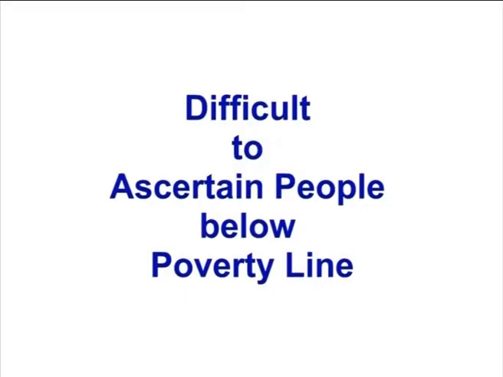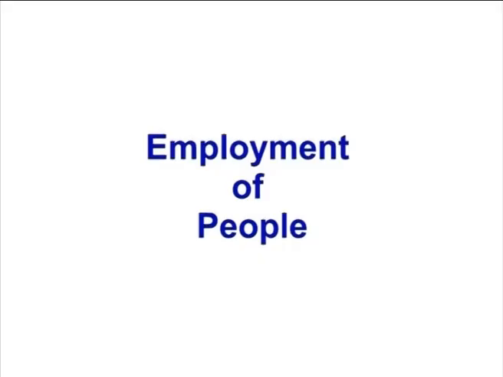Fourth is difficulty in ascertaining people below the poverty line. In case the census data is politicized, then it is not possible to collect correct information regarding people below the poverty line, people living in kaccha houses without electricity, etc. Next is employment of people. Without the exact information, it is not possible to collect data about people who are employed, unemployed or underemployed.